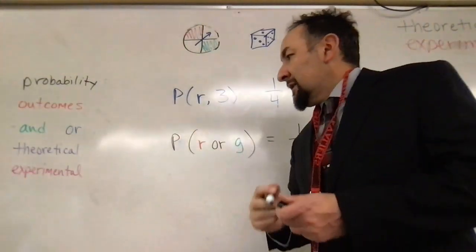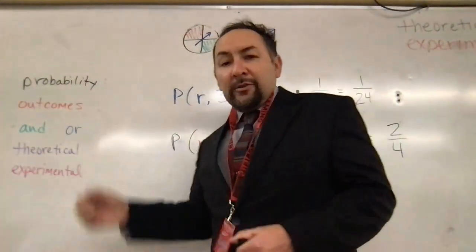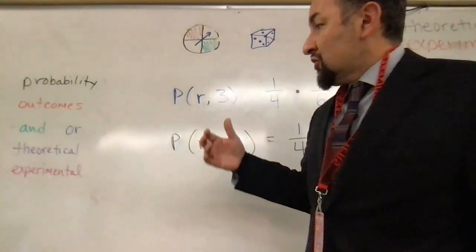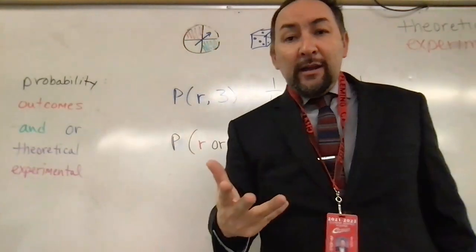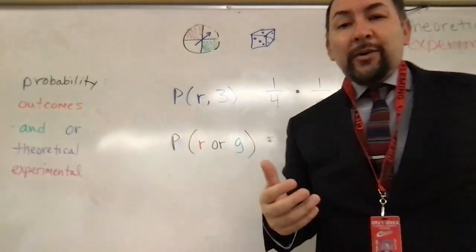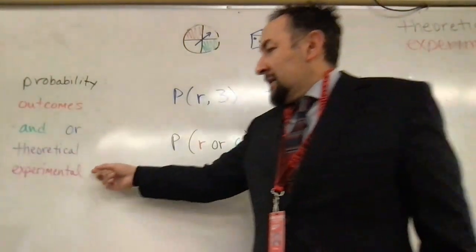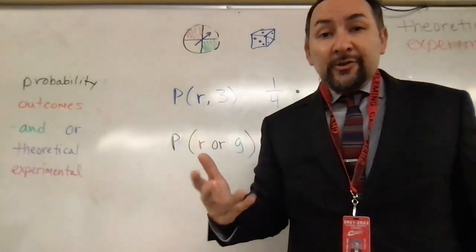The last 2 things, theoretical, experimental. Theoretical is what should happen in theory based on math. So you should land on red 1 out of 4 times. That's the theoretical probability. As far as experimental probability, that means what actually happened when you tried.